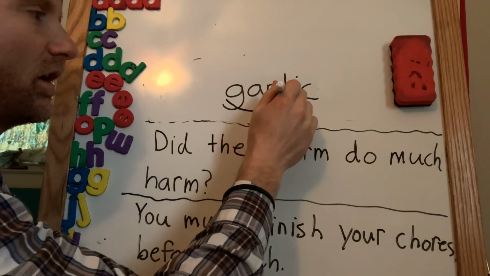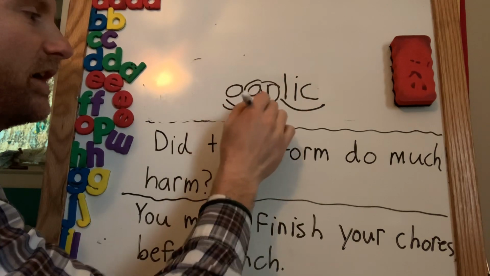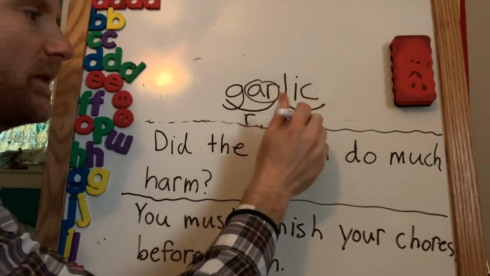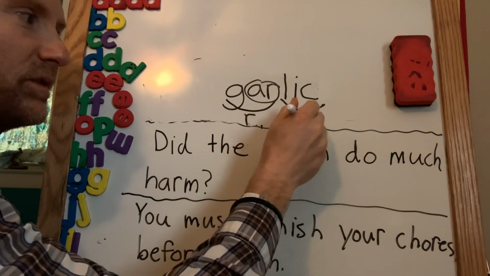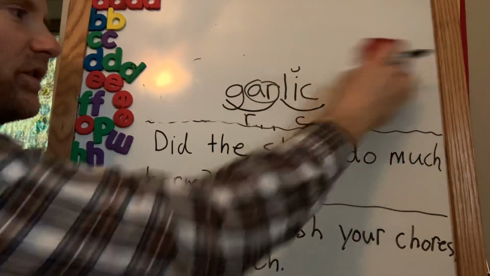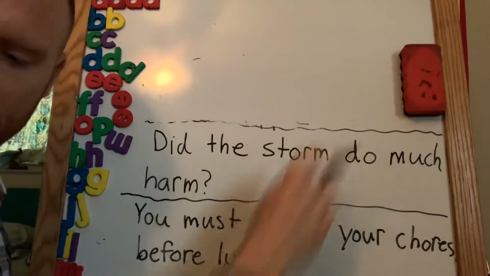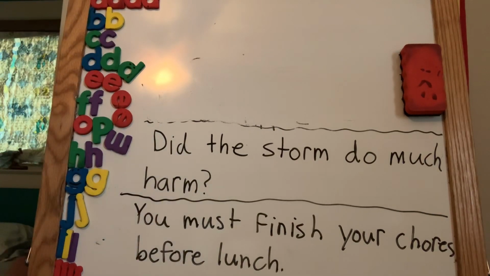First syllable, gar, lick. Got our R-controlled vowels. So that's an R-controlled vowel syllable. And what type of syllable is this? That vowel can't escape. It's closed in. You guessed it. It's a closed syllable. That means that's a short vowel sound. All right. Very good. So let's practice seeing if you can read some of these words.